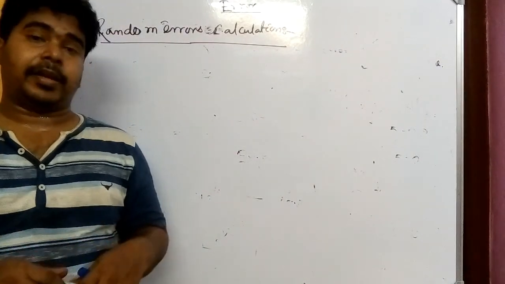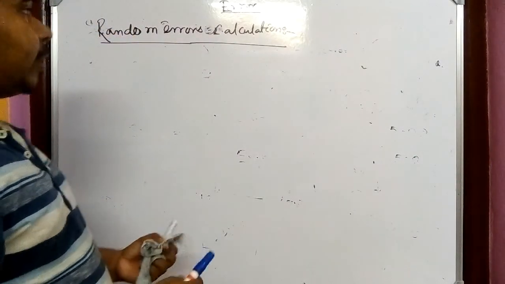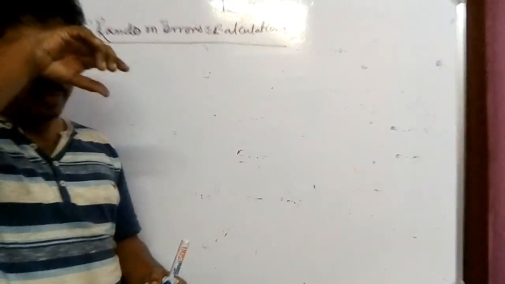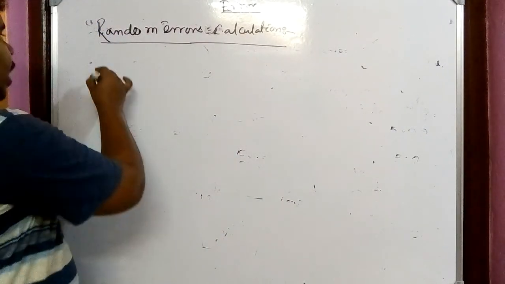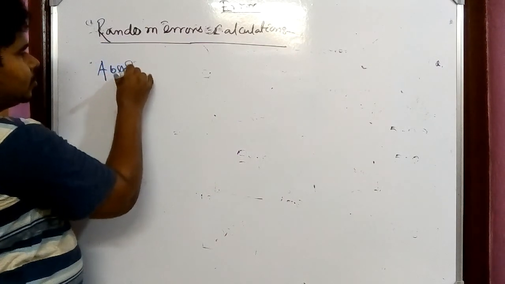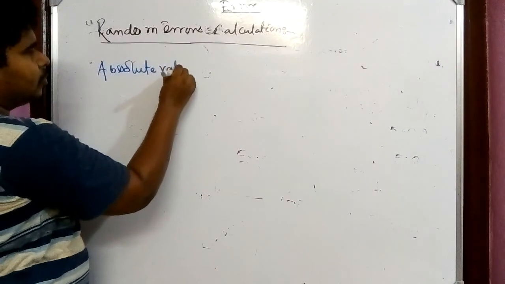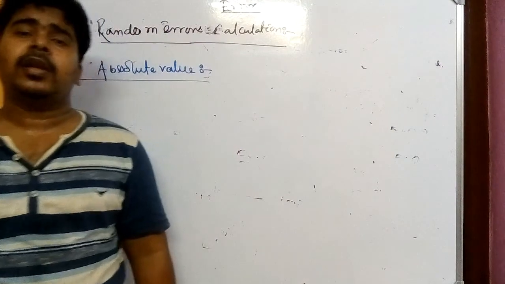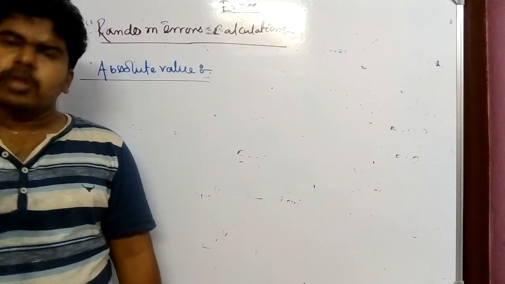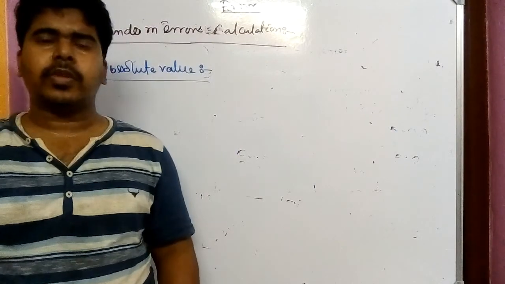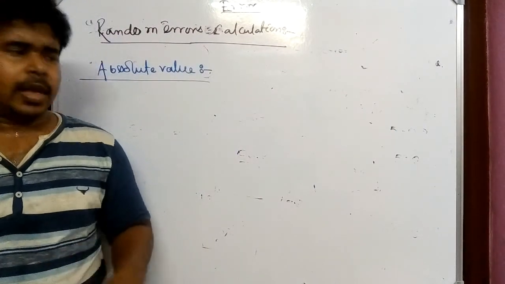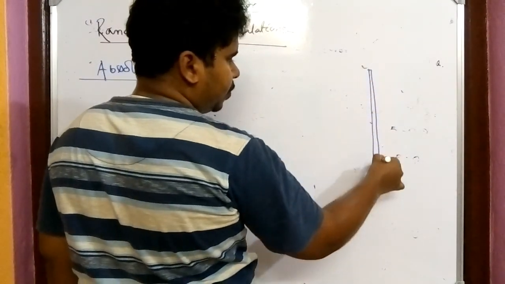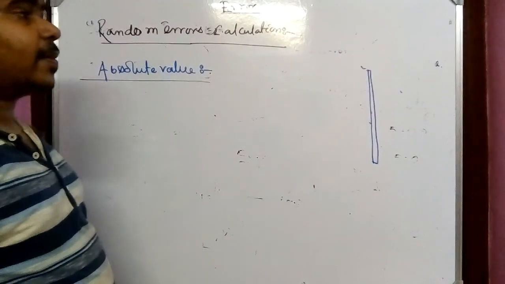So how can we get the random errors? To get back the correct value from the random errors, we need to find out the absolute value. What is absolute value? Whenever we have done a measurement, in that measurement we need to get the true value. And now the question has come, sir, how do we get the true value? See, I have given you a stick. I have told you to measure it. You have measured it by a scale.